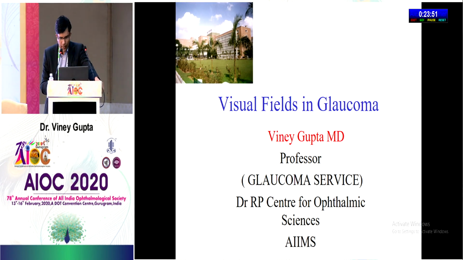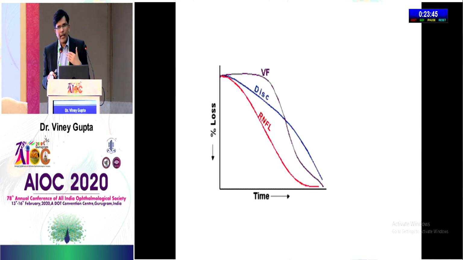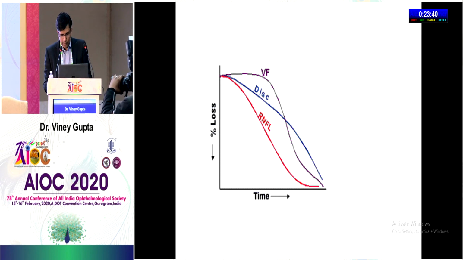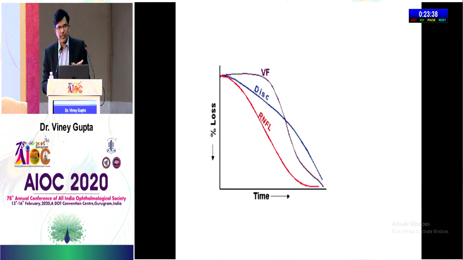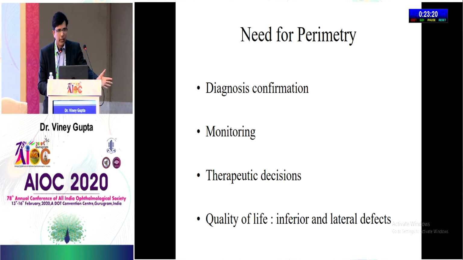Anyway, so quickly, how to read a visual field. You must know that perimetry is primarily used to confirm a diagnosis of glaucoma. It is not used to diagnose the disease. When you want to diagnose the disease, it's primarily based on the optic disc features, right? So perimetry is used to confirm the diagnosis. It is used to monitor how the patient is progressing, based on which you make your therapeutic decisions, and of course the quality of life of a patient will depend upon the perimetry and visual field.